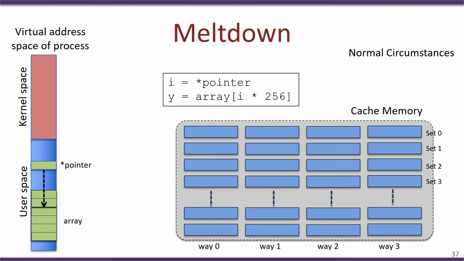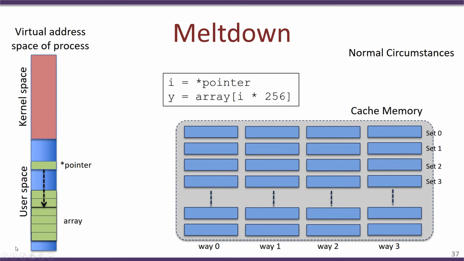So, let us take a look at Meltdown. This was an attack which was discovered in January 2018, and it showed how we could actually read secret data from, say, parts of the kernel space. Before we go into how the attack actually works, we would have to look at the virtual address space of a process. The virtual address space, as we have seen in the previous lectures, comprises two components.